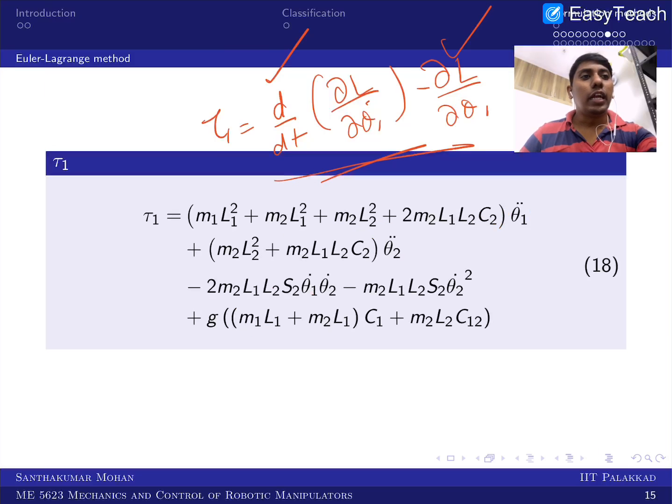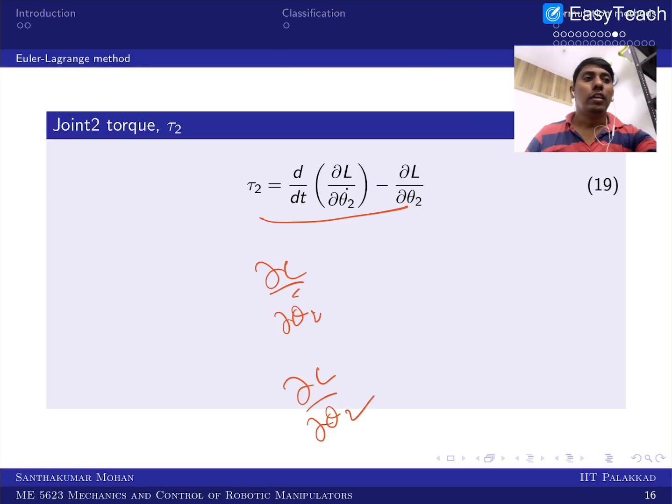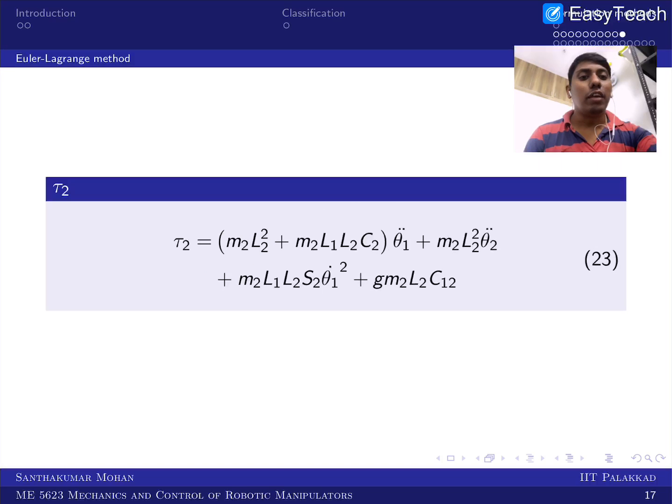Okay, with that I am stopping this particular lecture, and I will come back with part 3 for the so-called Newton-Euler method. The Newton-Euler method is remaining. All slides are coming under the Newton-Euler method. We will see that in detail. So we derived tau 1 and tau 2, and with that we have stopped the Euler-Lagrange method. The next lecture would be on the second method, the Newton-Euler method. Okay, so that is what we are going to see. We will come back with that. Thank you.